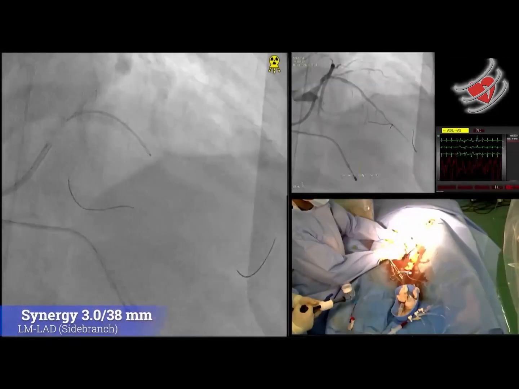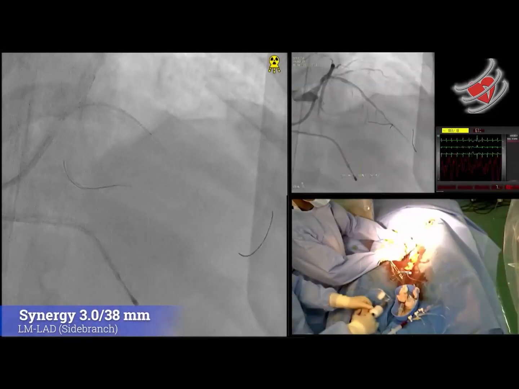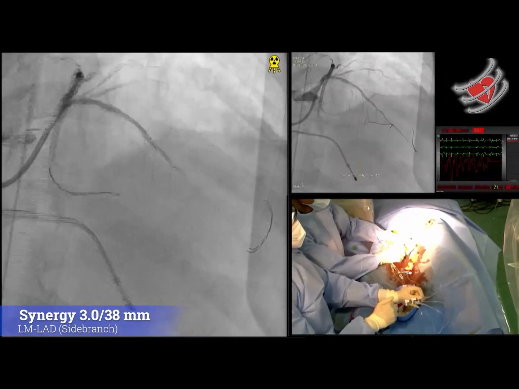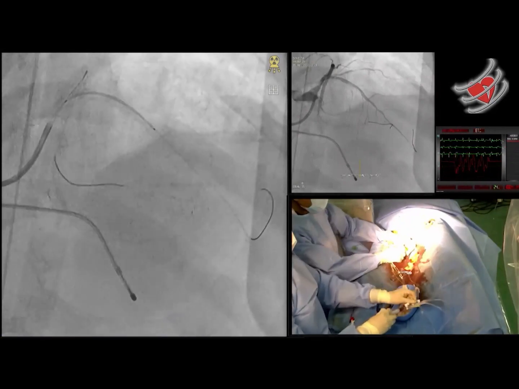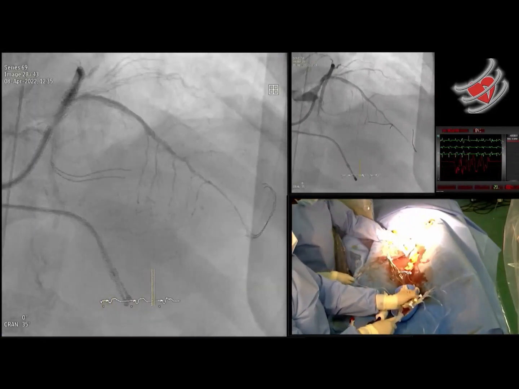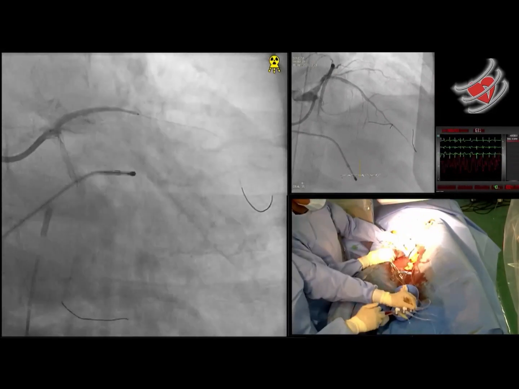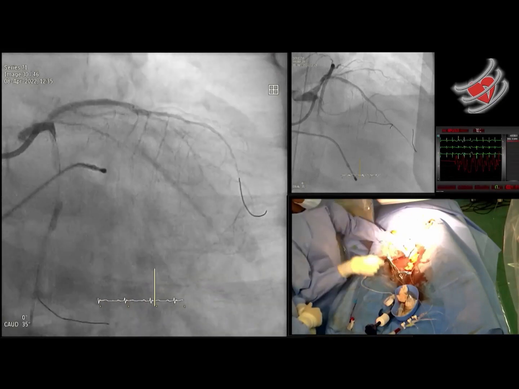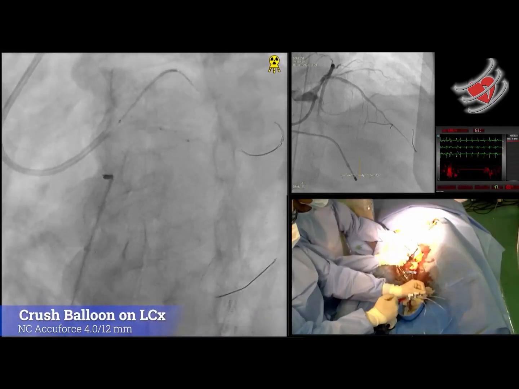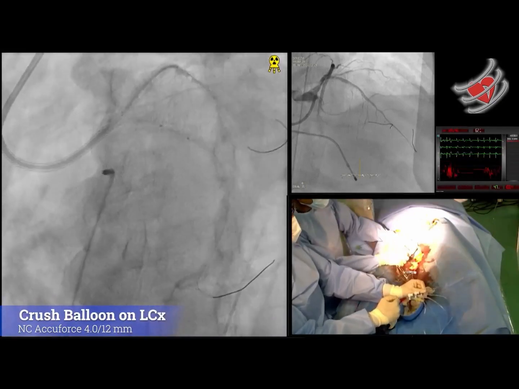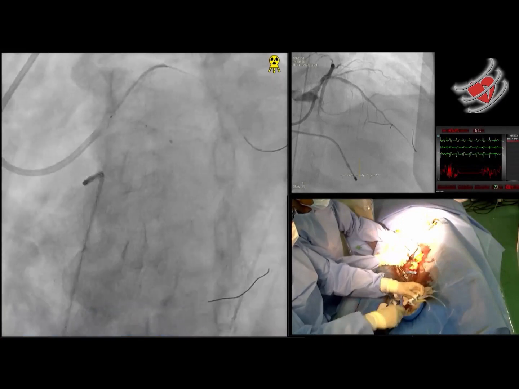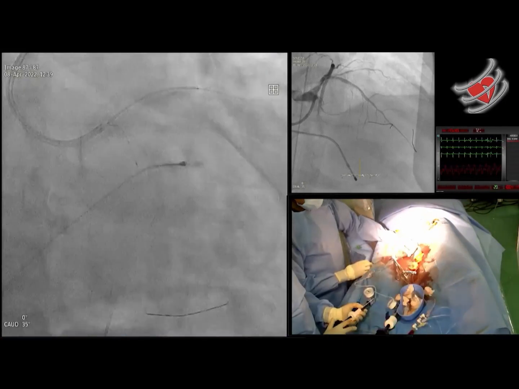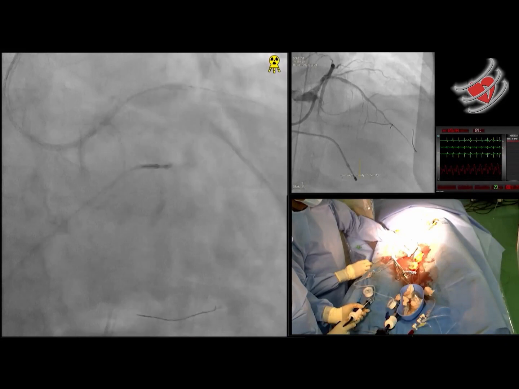So this is after the Rotacut technique. And then we decided to do the DK crush technique in this left main complex lesion. So starting, because from the IVUS, the circ is bigger than the LAD, and also this is a left dominant system.